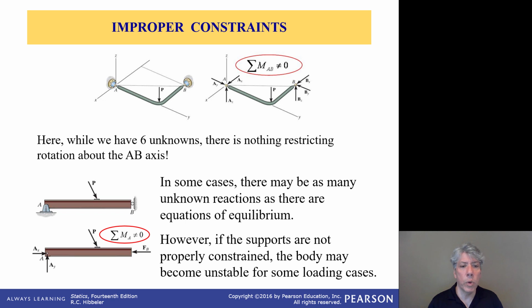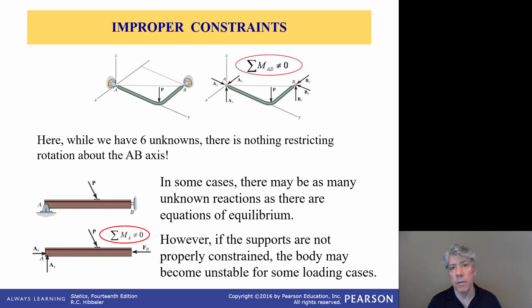Here's another example where there are apparently enough equations for the unknowns, but this beam on the lower left is not properly supported. Notice that there's a roller bearing at B that allows that end of the beam to simply pivot down about A. And so the force P is certainly going to cause a pivoting motion about A, simply because FB cannot resist it. It can't constrain it.